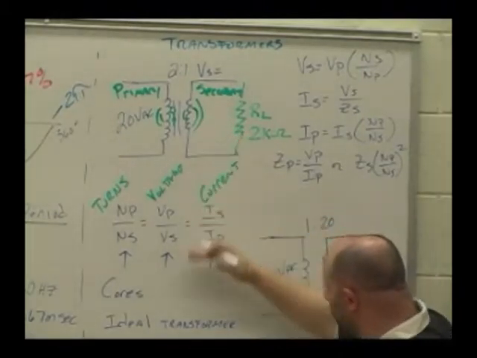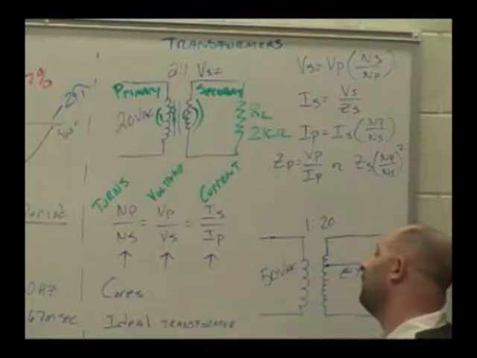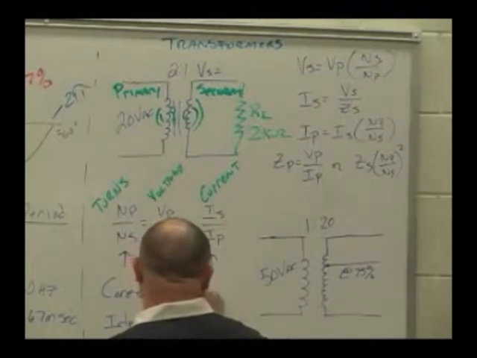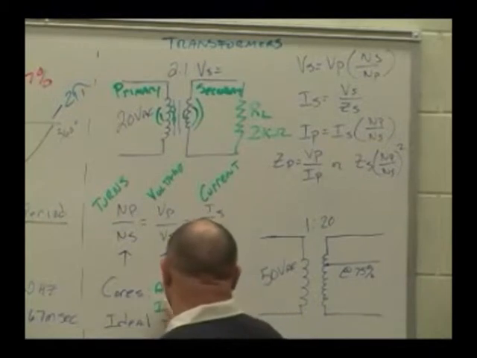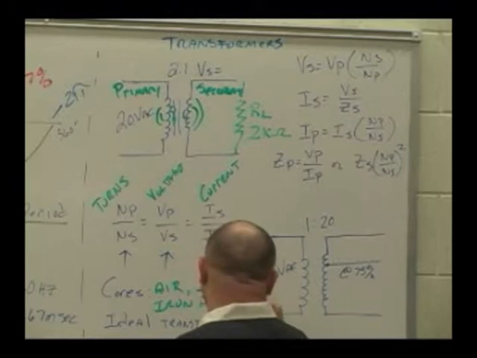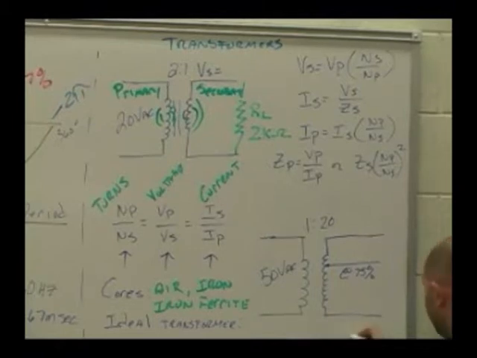Let's just move down here. There are some characteristics that we've got to know. Cores. How many different types of cores do we talk about? Three. And it's what? Air, iron, ferrite. Can we identify the difference? For example, this one would be a what? Air. There's nothing in between schematically. This one would be a what? Iron, because I have two solid lines. And the iron ferrite has dashed lines, like that.